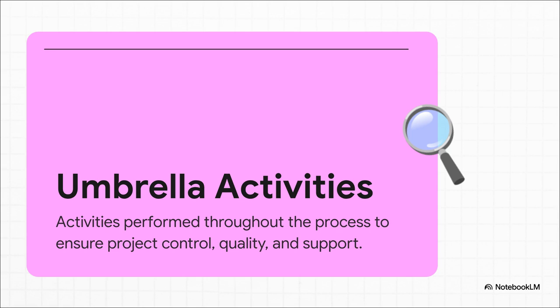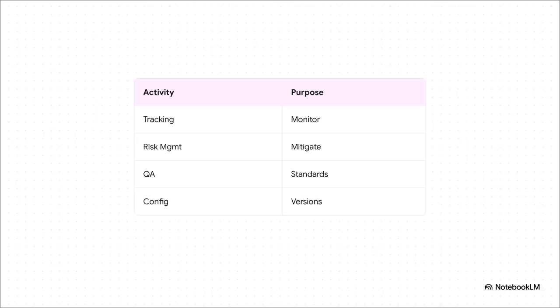Instead, they cast a giant umbrella over the whole thing, hovering there over the entire life cycle to guarantee continuous project control, top-tier quality, and non-stop support. So how exactly do these activities protect your project? Well, here are 4 really core examples.